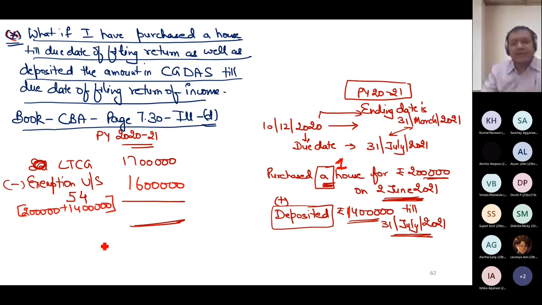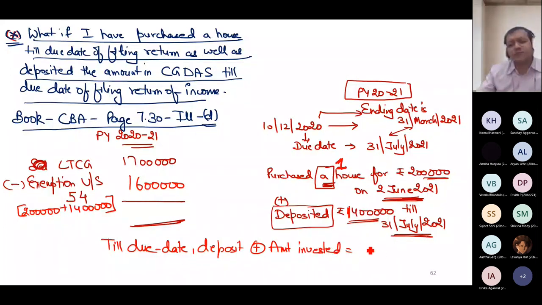Because the Income Tax Act says that till the due date, whatever you deposit, that amount plus the amount invested is treated as investment in one house. The department doesn't take it as two houses. They say that the return filing is for the previous year 2021. So whatever you have purchased plus the amount deposited is treated as investment in one house for the purpose of giving exemption.